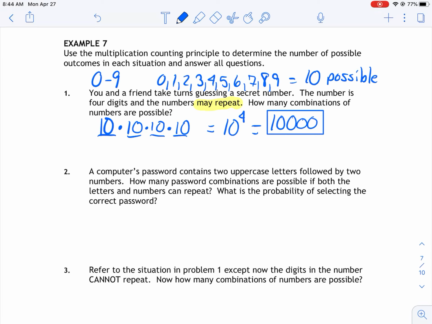Okay, together. And this one involves some letters and some numbers. Okay, it's still 4 digits or four items. So we're going to make 4 blanks. Okay, like we did before in problem number 1. I'll read it to you.